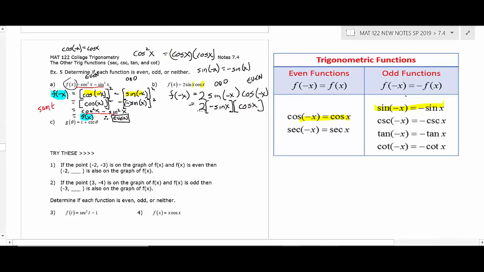So now, what do we have? Well, I have a negative number here. If I multiplied this out, I'd have a negative times 2 is negative 2. Don't really need the brackets anymore. I get negative 2 sine x cosine x.